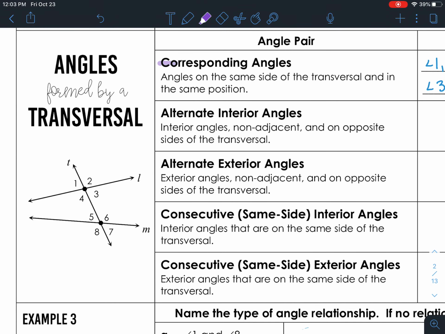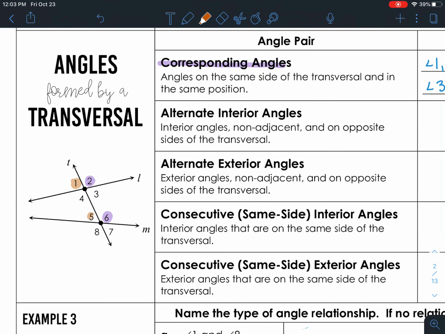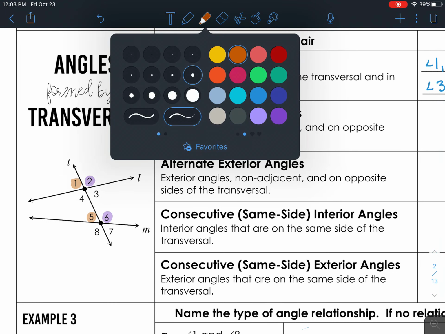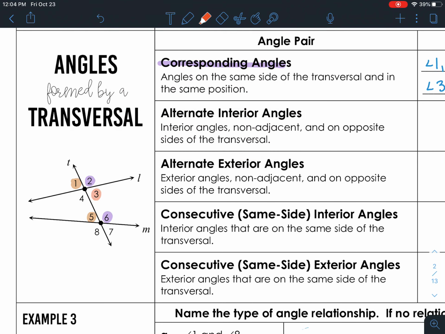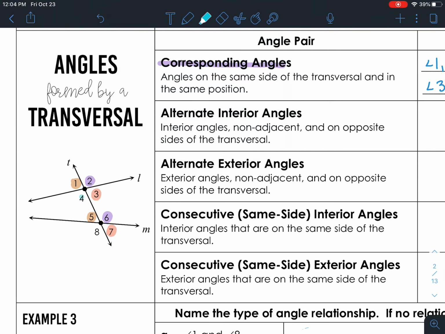So let me highlight in purple some corresponding angles. So corresponding angles would be like angle 2 and 6. We could also do 1 and 5. Another corresponding angle would be 3 and 7. And finally, 4 and 8.